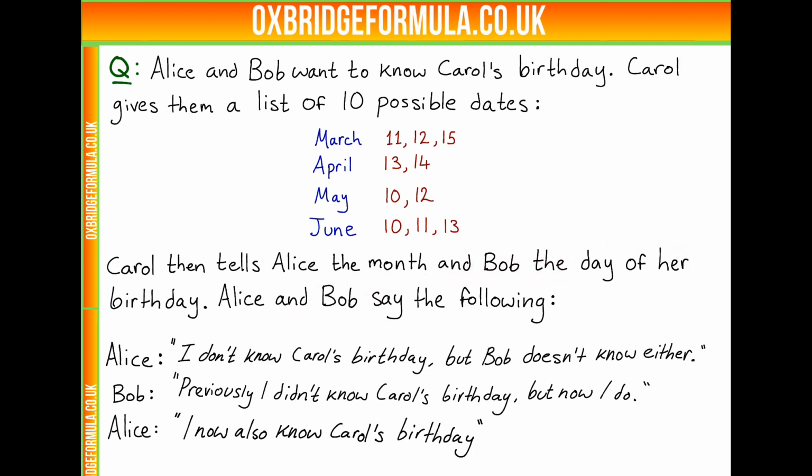Alice and Bob say the following. First, Alice says, "I don't know Carol's birthday, but Bob doesn't know either." Then, Bob says, "Previously, I didn't know Carol's birthday, but now I do." Alice then says, "I now also know Carol's birthday." We're asked to find what Carol's birthday is and explain our reasoning.